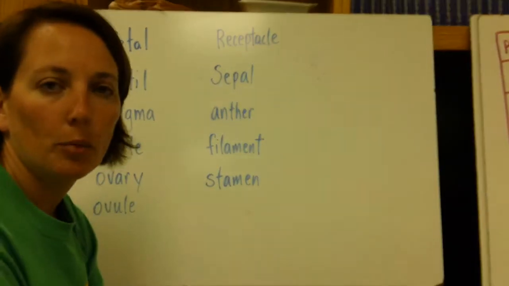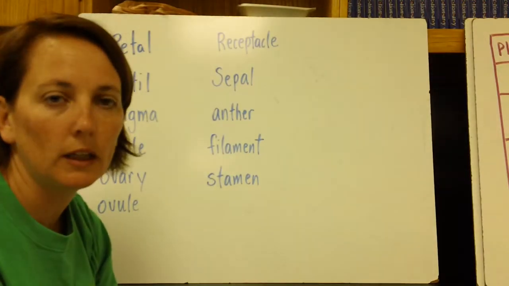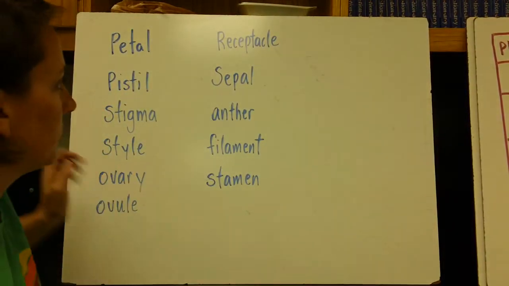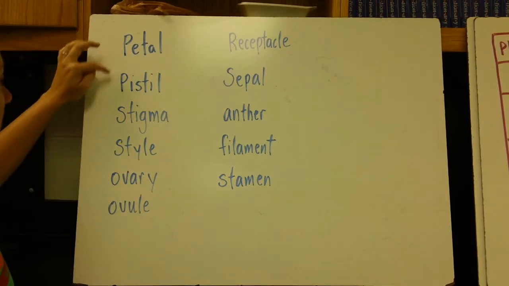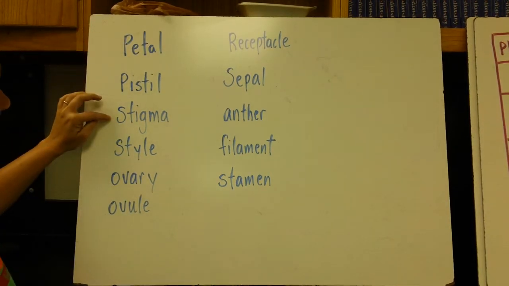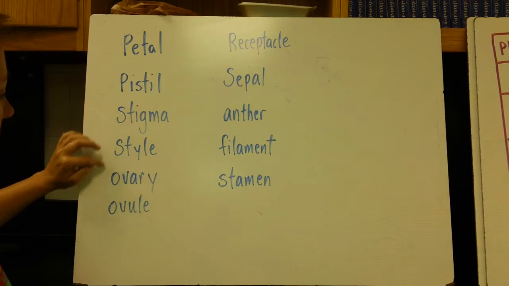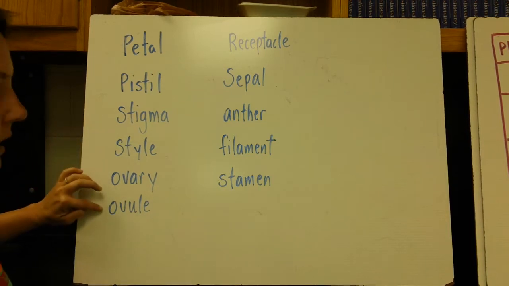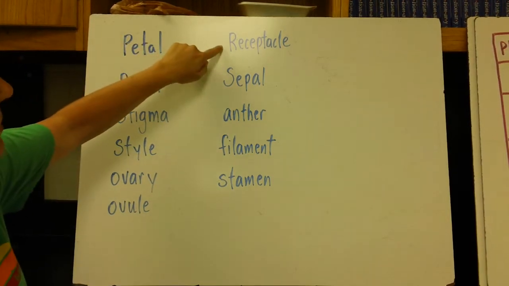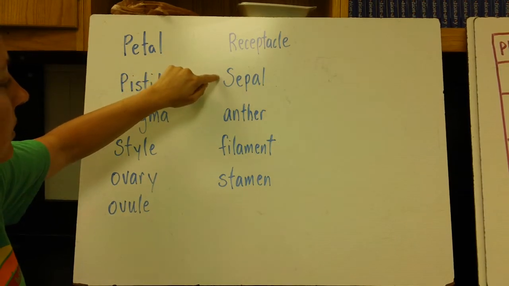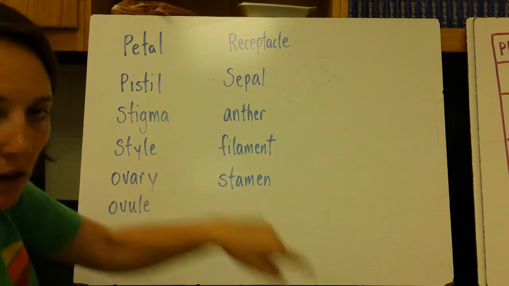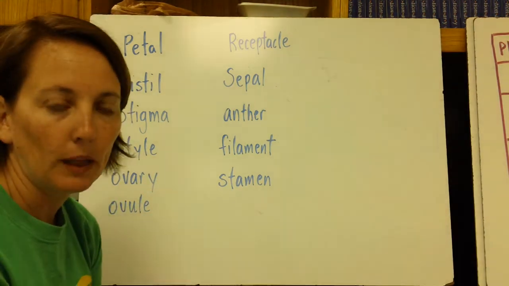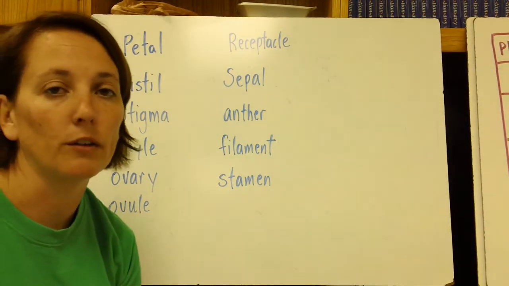The 11 plant parts that we will be putting into this chart, and I'll read them to you so you can know how they are pronounced. We have petal, pistil, stigma, style, ovary, ovule, receptacle, sepal, anther, filament, and stamen. Now these are all the parts of a flowering plant. Some of them are male and some of them are female.